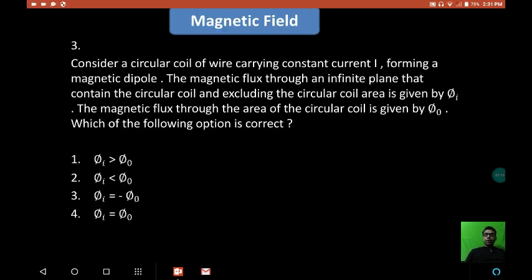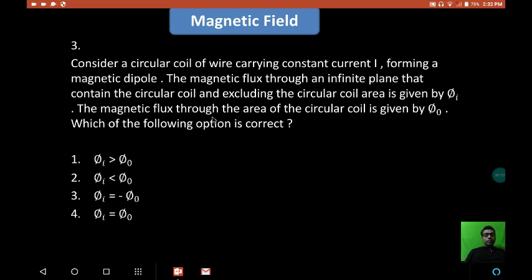Let us come to the next problem. This problem is from the magnetic field. Consider a circular coil of wire carrying constant current I forming a magnetic dipole. The magnetic flux through an infinite plane that contains the circular coil, excluding the circular coil area, is given by phi I. The magnetic flux through the area of the circular coil is given by phi O. Which of the following options is correct? We have to find the correct option in this case.